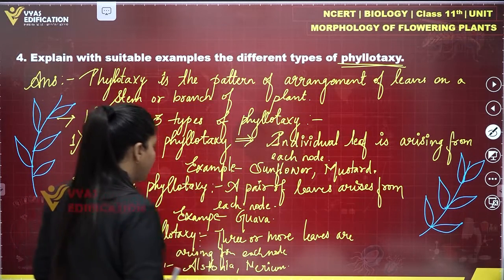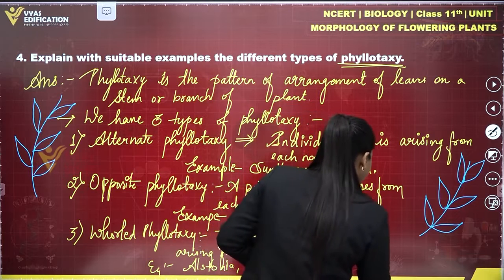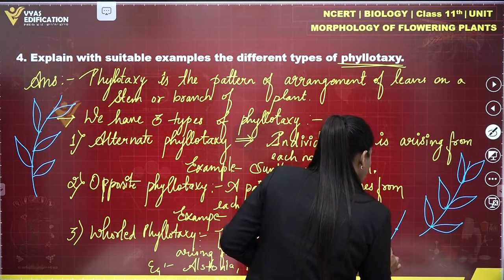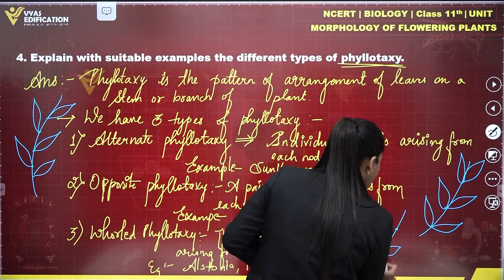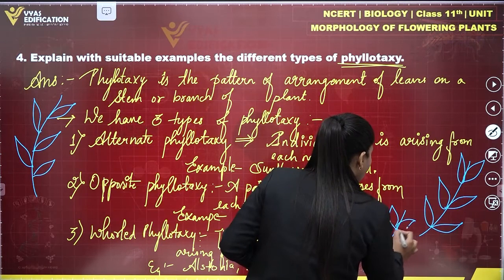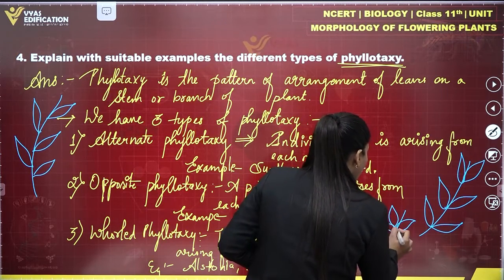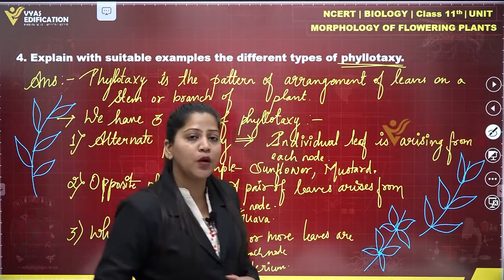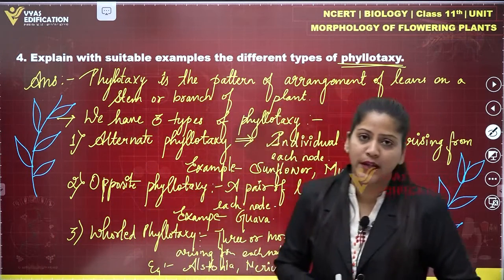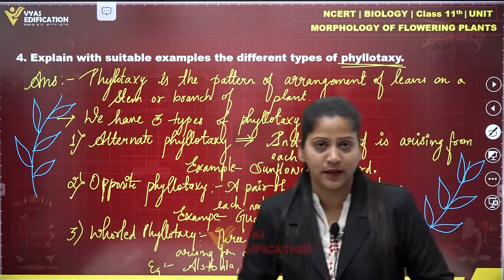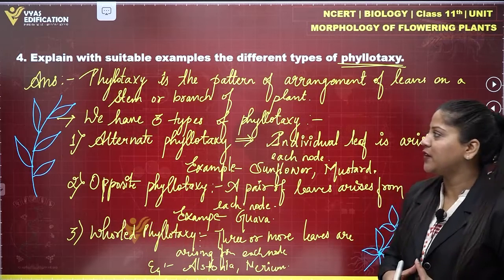The last one is whorled, in which on each node 3 or more leaves are arising. So this kind of arrangement is said to be whorled pattern of arrangement of leaves, or we can simply call it whorled phyllotaxy. So this is the complete solution of this question.